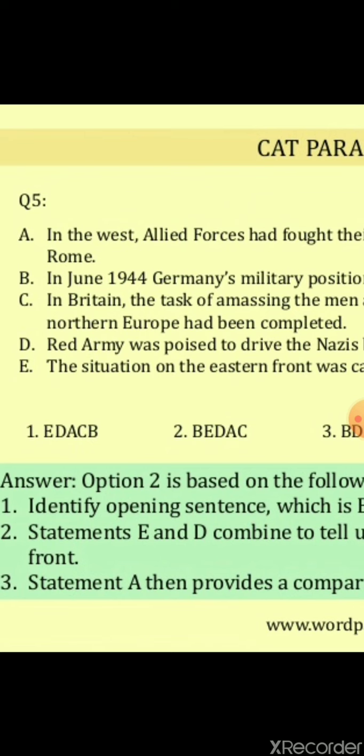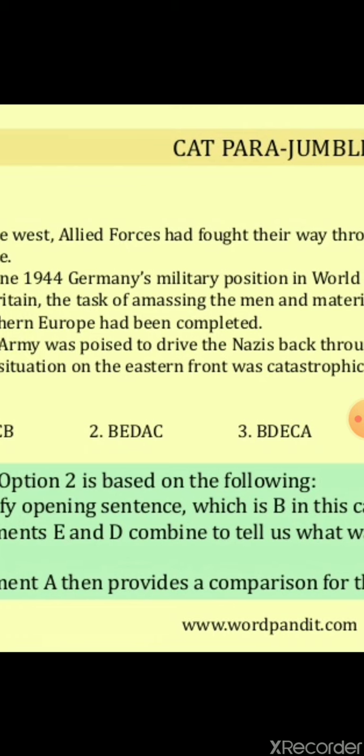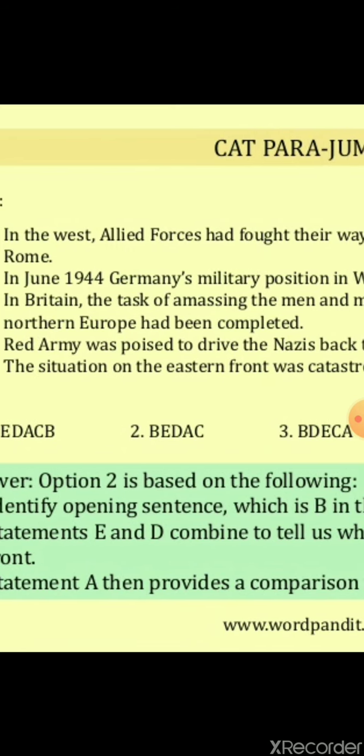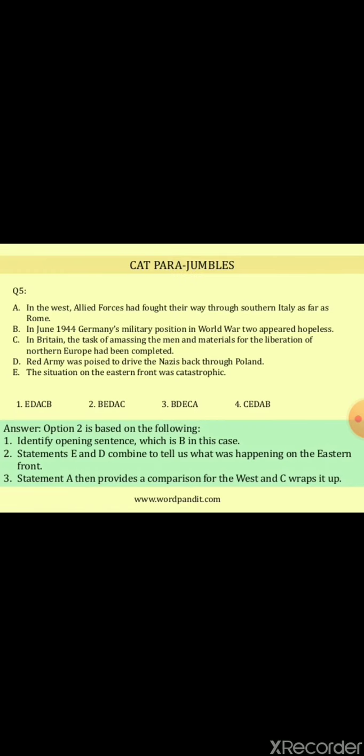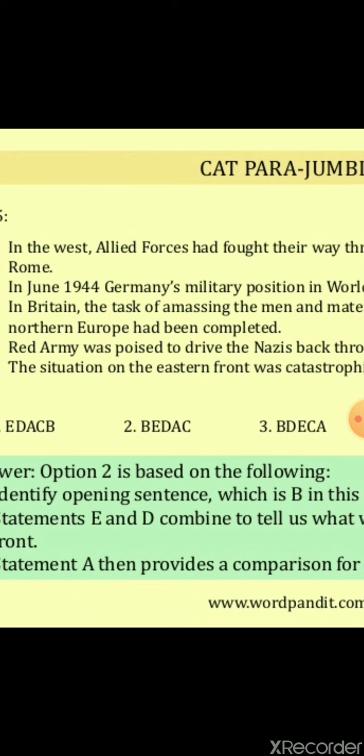Today, in the West, Allied forces had fought their way through. In June 1944, Germany's military position. In Britain, the task of amassing the men and. Red Army was poised to drive the Nazis back. The situation on the Eastern Front was catastrophic.